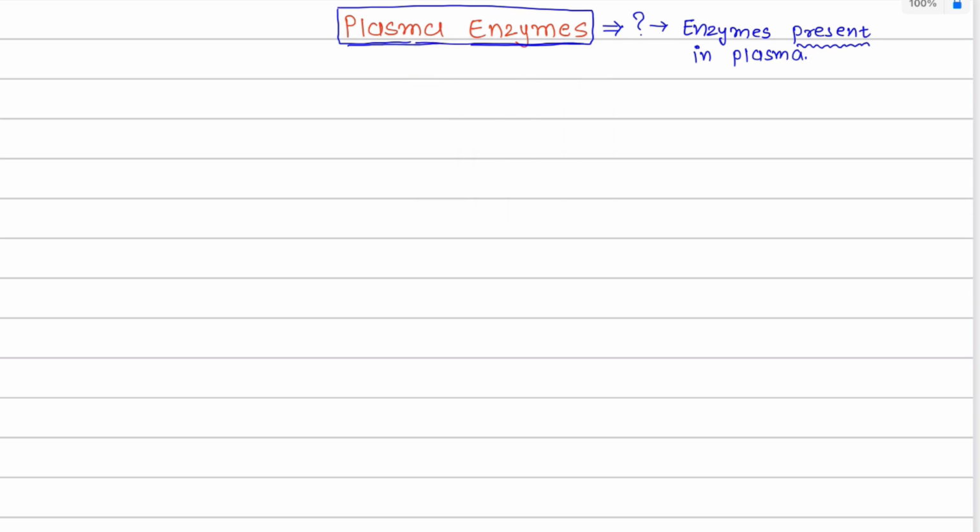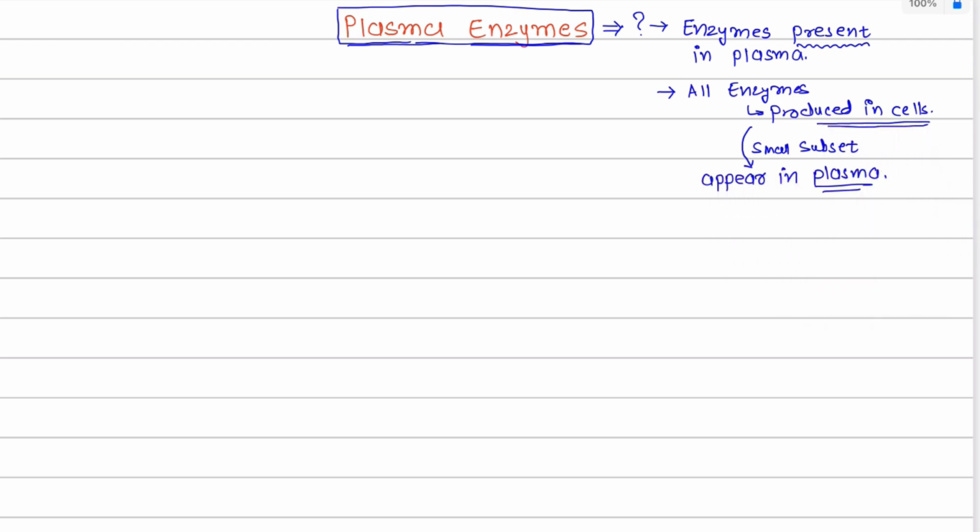It is important to remember that all enzymes are produced inside the cells. Enzyme synthesis never happens outside the cellular environment. However, a small subset of enzymes, after being synthesized within the cells, appear in the plasma. We call these enzymes plasma enzymes.